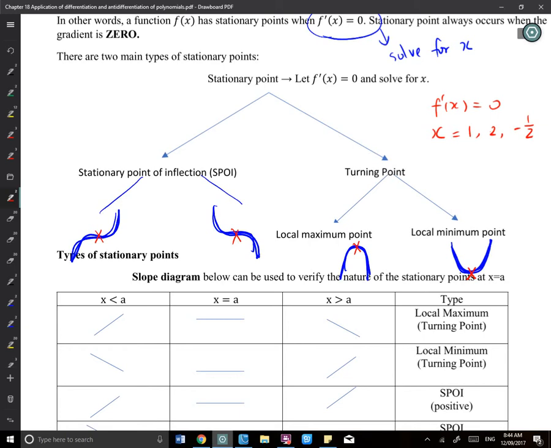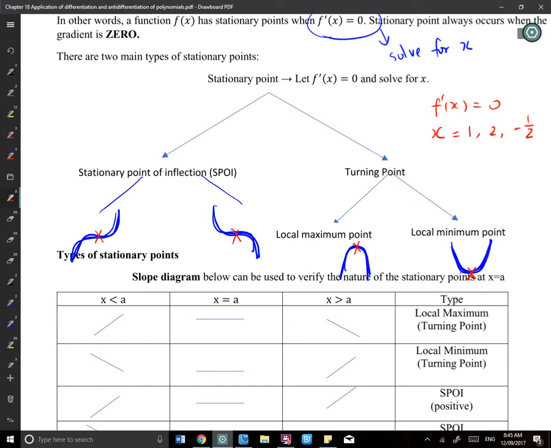No. You just solve out some points that give you a gradient equals to 0, but you don't know what those points look like. It can be any of those four graphs. So you can't decide whether it's a stationary point of inflection, a turning point, a maximum or a minimum. The only thing you can tell from f dash x equals to 0 is that those points are stationary points with a horizontal tangent. That's the only thing you can tell. So there are 3 types that satisfy what we're trying to solve: a stationary point of inflection, a maximum turning point, or a minimum turning point.